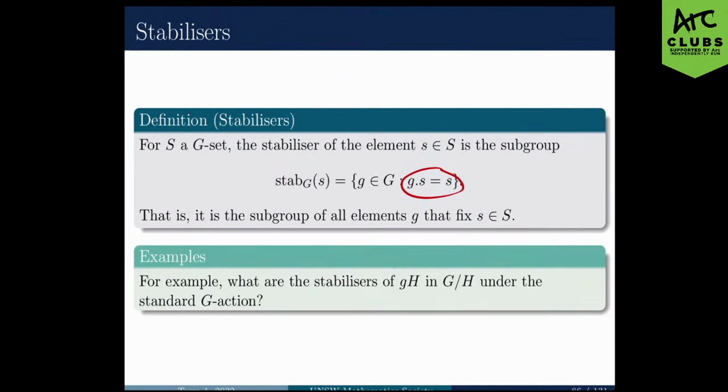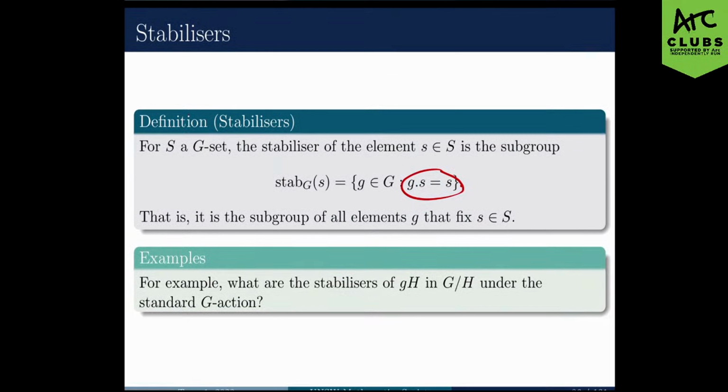Cool. With stabilizers, we've got the stabilizer of an element S in the set, and that's actually a subgroup of G, right? It's a subgroup of G such that G dot S is equal to S, which basically means it's the subgroup of all elements G that fix this element. So that's a stabilizer of G.